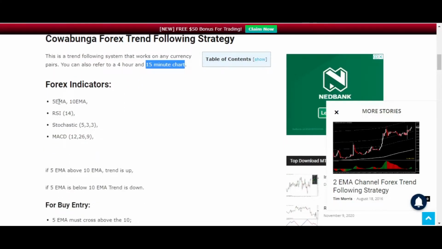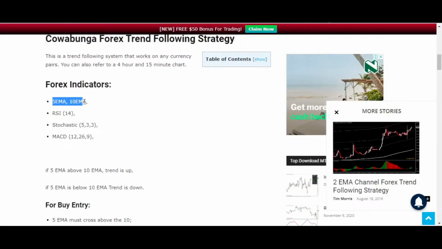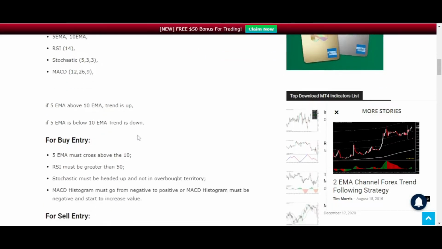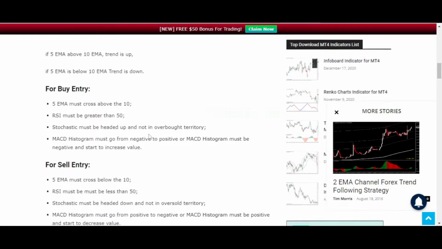So in terms of indicators, what we need is the 5 and 10 exponential moving averages, the RSI, the stochastic, and the MACD. And if the 5 moving average is above the 10, it means the trend is up. If the 5 moving average is below the 10 exponential moving average, it means the trend is down.